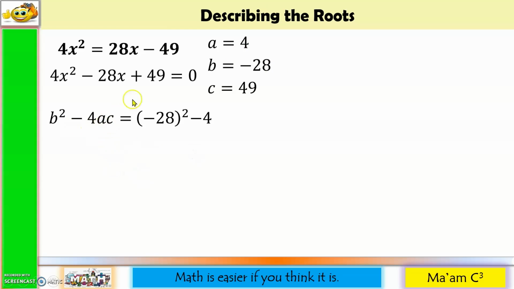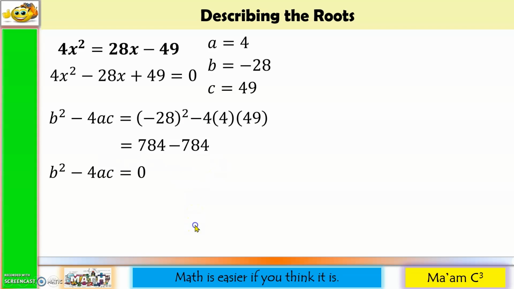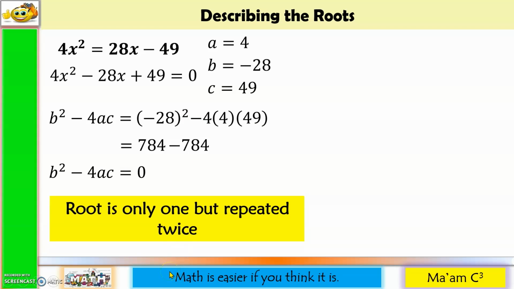Copy minus 4 times a, which is 4, times c, which is 49. Negative 28 squared is 784. 4 times 4 is 16, and 16 times 49 is 784. So we have minus 784. So this is equal to 0. Therefore, we only have one root, but it is repeated twice.